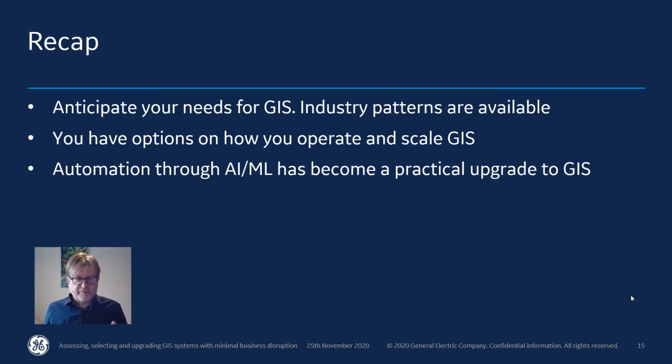So, a very rapid recap. We covered a lot of ground there, but you can anticipate your needs for GIS. You can see the patterns that are available in the industry, and certainly if you go to the vendors such as GE, you will see things like I've talked about today. You have new options on how you operate and scale GIS, which will affect how you can treat it as a service for your business continuity. And increasingly, automation through applied machine learning is becoming a practical partner to the data that you have in the GIS and keeping it accurate.